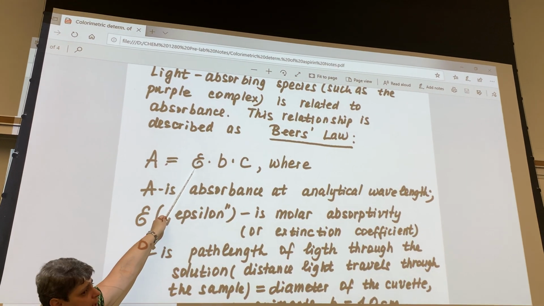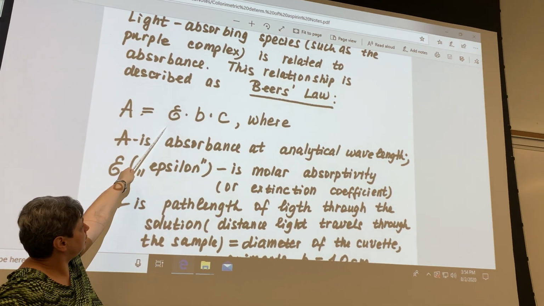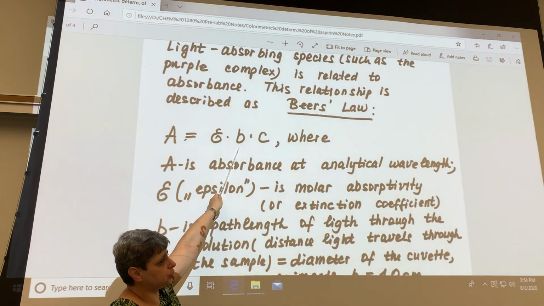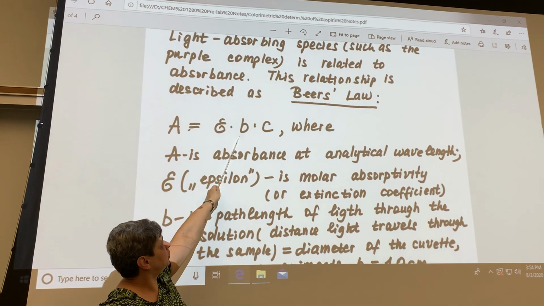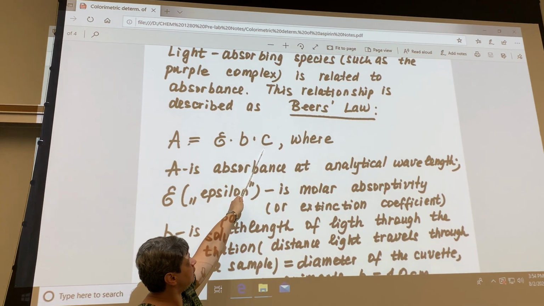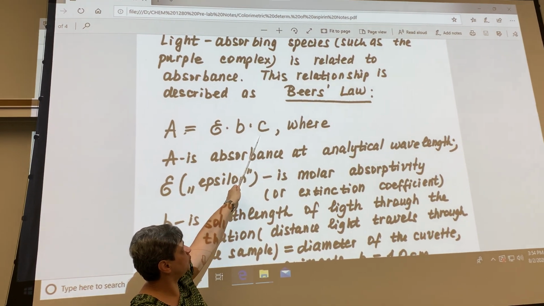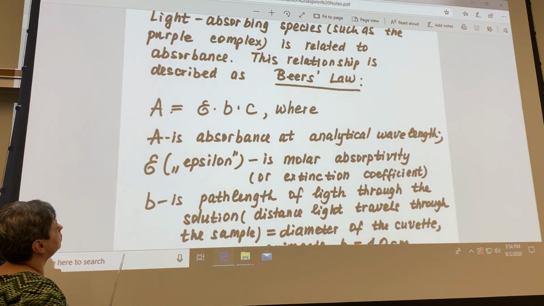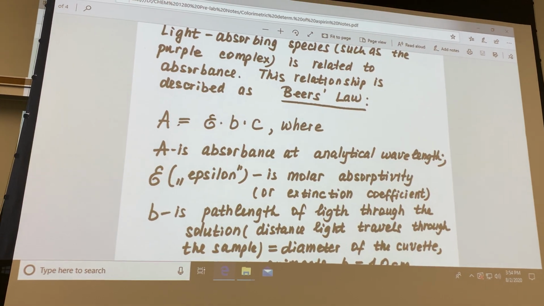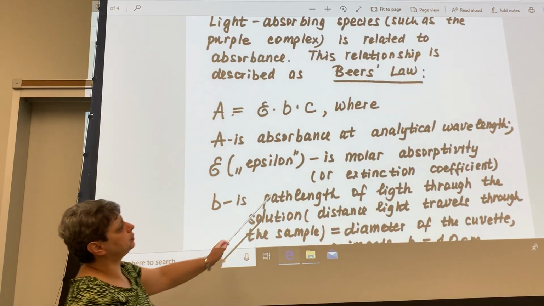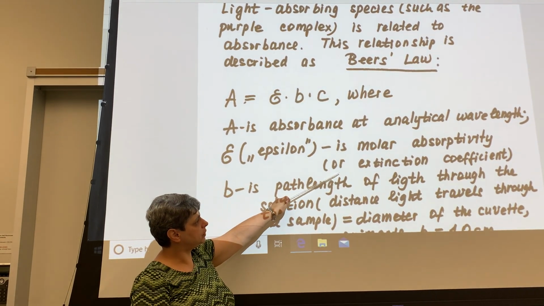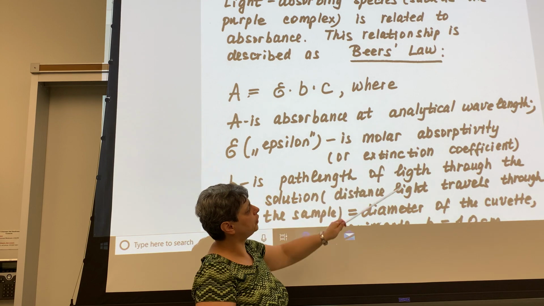This here is the Greek letter epsilon. We'll discuss its meaning in a second. This here, B, represents the distance light has to travel through the sample. In scientific terms, it's often referred to as path length of light through the sample. Finally, C here stands for molar concentration of light absorbing species. So let's talk about this epsilon right here. The Greek letter epsilon is used to designate a parameter called molar absorptivity, or sometimes when reading scientific literature, you may also see that it's referred to as extinction coefficient.